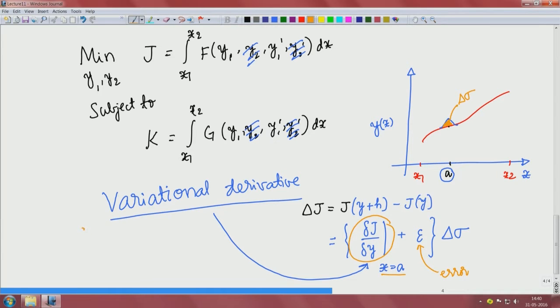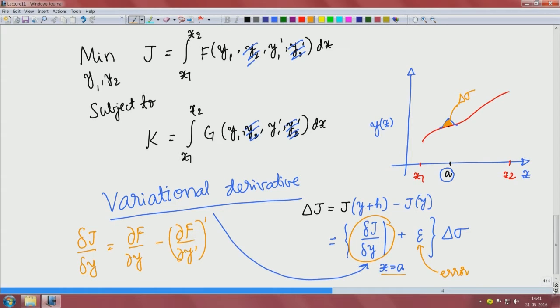What is this delta J by delta y? As we had discussed in lecture 8, it is nothing but the Euler-Lagrange equation. In the Euler-Lagrange equation there will be something equal to 0, and that something is an expression true for every value in the domain. So, if we have only the function y and y prime, the Euler-Lagrange equation will be dou f by dou y minus d by dx of dou f by dou y prime. Okay. So, that is the variational derivative.